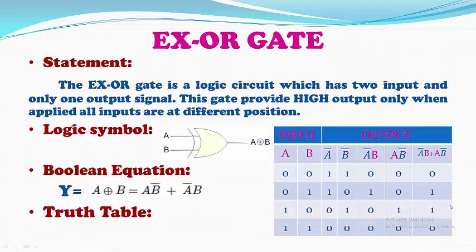Now we have to calculate this A bar B plus A into B bar value. So take addition of these two columns: 0 plus 0, 0; 0 plus 1, 1; 1 plus 0, 1; 1 plus 1, 0. Means when the inputs are at different position, then output is high, and for the rest of the conditions output is 0.